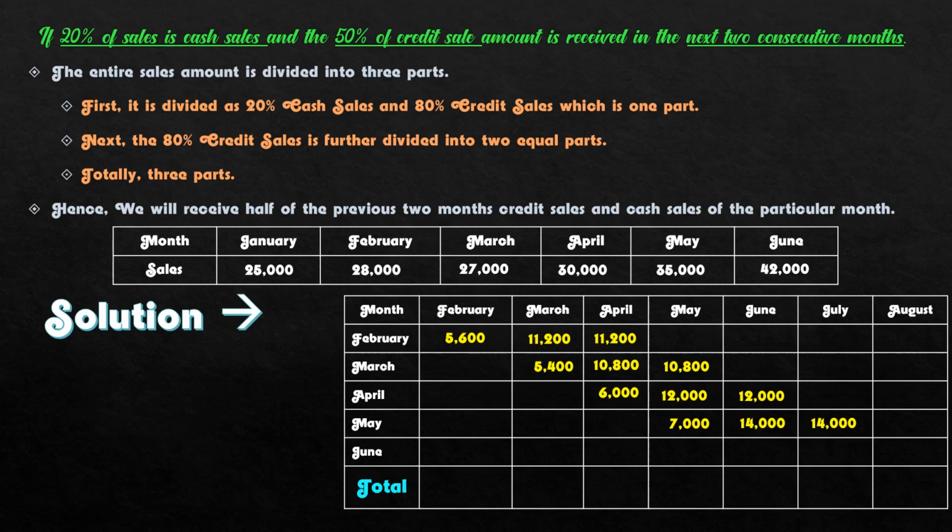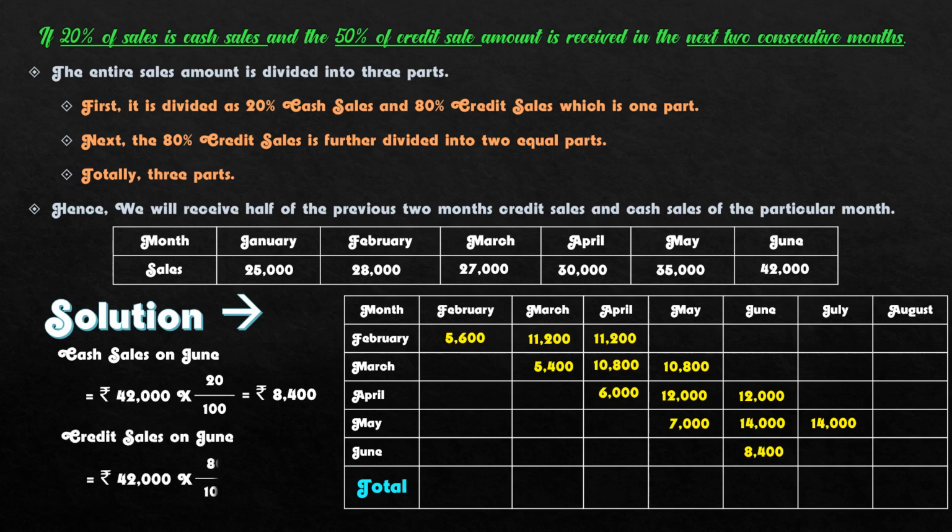Then we'll work out June. For June, the total sales is 42,000, whereas 8,400 is the 20% cash sales, and credit sales comes to 33,600. Half of 33,600 is 16,800, which is equally divided for the months of July and August.